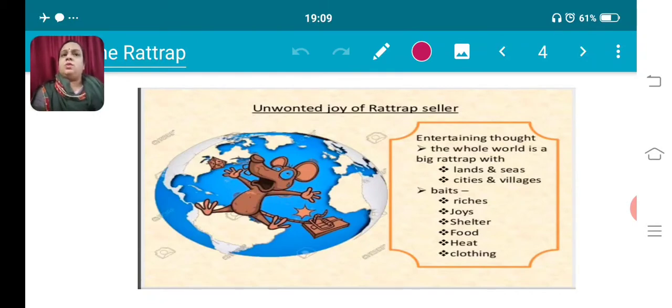The peddler has a pessimistic attitude towards the world. One day, he was struck with a sudden realization that the whole world is a rat trap and it offers riches as bait. Now, let's see what the word bait means. Bait is food that we put on the hook or in a trap in order to catch fish, rats, etc. As you can see in the picture, a rat has been trapped.